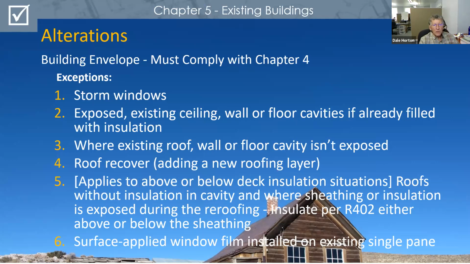Then there's the most confusing of the exemptions, which applies to a situation where you have insulation either directly above or directly below a deck. If this is the circumstance, then it says that if you expose the sheathing, you are in turn required to make it meet the thermal insulation requirements for a ceiling. And then if you want to apply a surface film to an existing single pane, then obviously, or at least reasonably, you don't have to comply with the rest of the window requirements for the building. So those are the important exemptions for alterations.